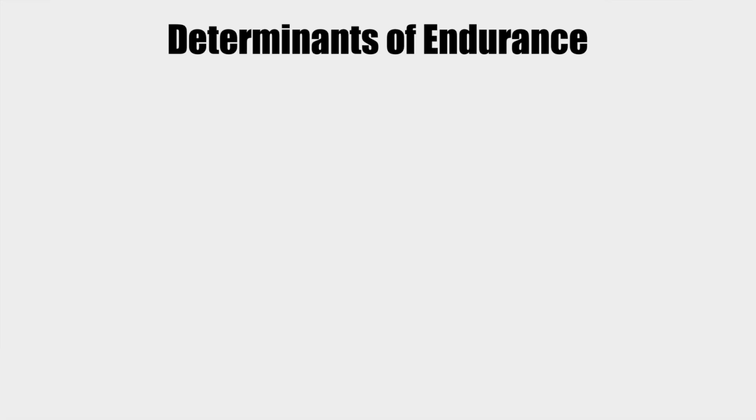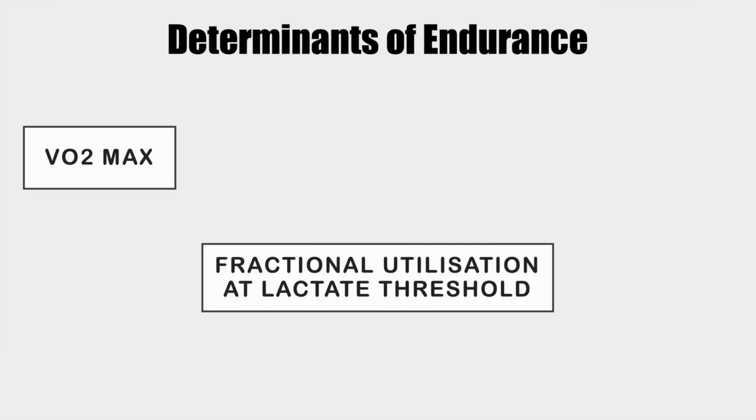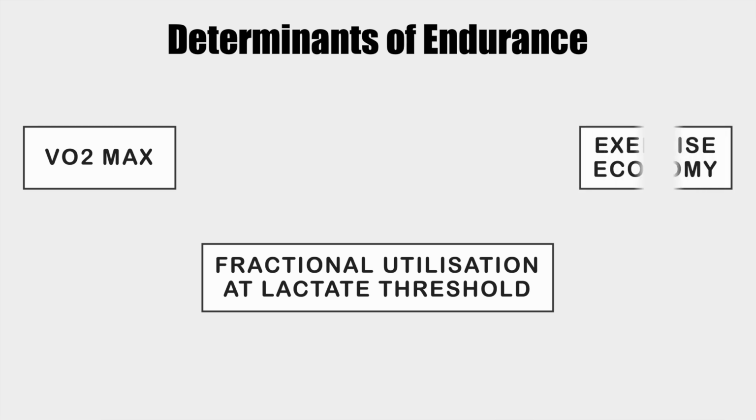Now, the overall aim of training is to be more efficient and be able to run, swim, and bike quicker. Now, a key determinant of endurance is VO2 max, your fractional utilization at lactate threshold, and also running economy, or just exercise economy in general.